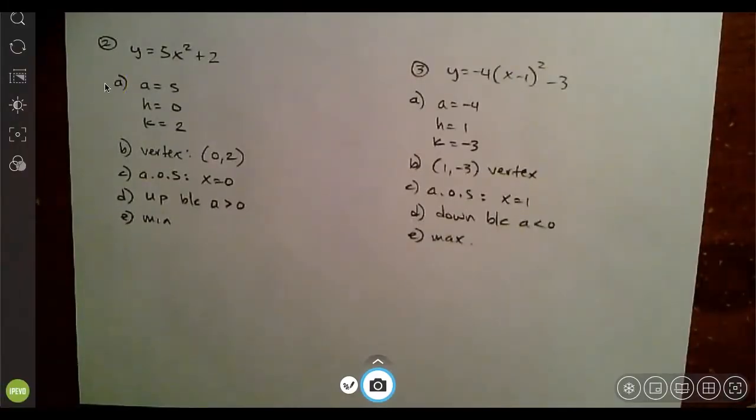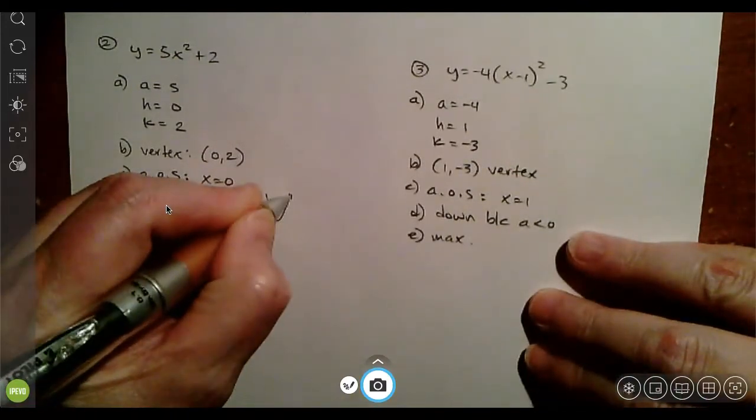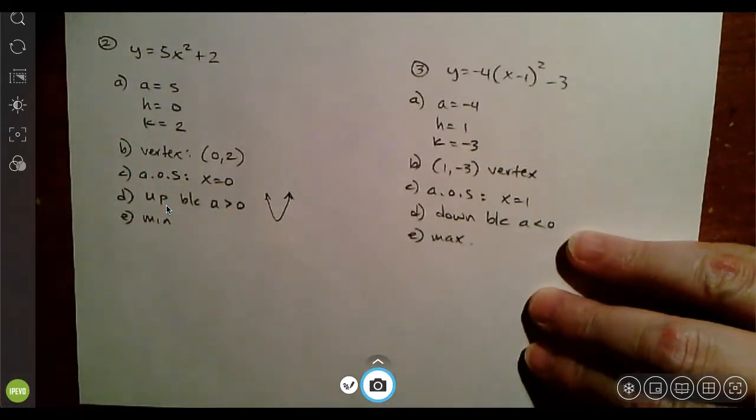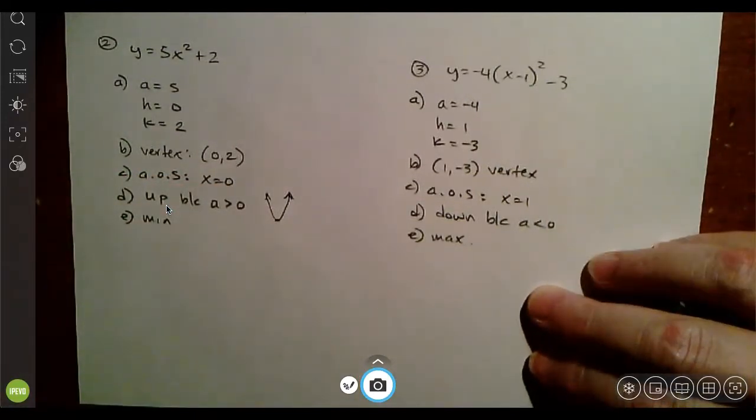All right, so here's what you should have for those answers. h here, hopefully you can see is 0 because there is nothing being added or subtracted to x before it's being squared. So that makes our vertex (0, 2). Our axis of symmetry, remember, is just x equals whatever the x coordinate of our vertex is. The parabola opens up. Anytime a is positive, the parabola will open up. And because it opens up, right, it goes this way. If it opens up, then our vertex here is going to be a minimum.